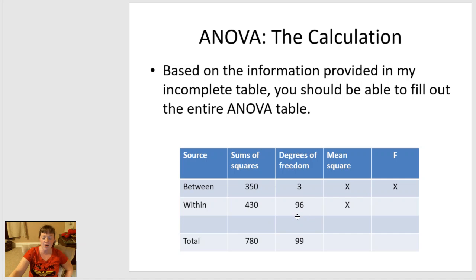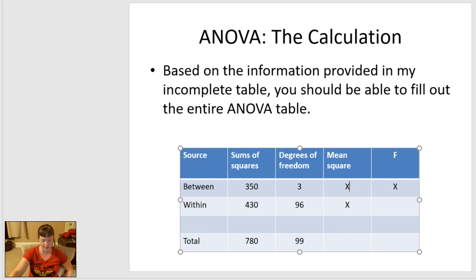I know there must have been 100 people, because I know that the degrees of freedom within is going to be n minus g, or 100 minus 4. And so I know that degrees of freedom within is 96, so I know there were 4 groups, and I know there must have been 100 people. And now I can just divide across to get my mean squares, and then divide down to get my F.